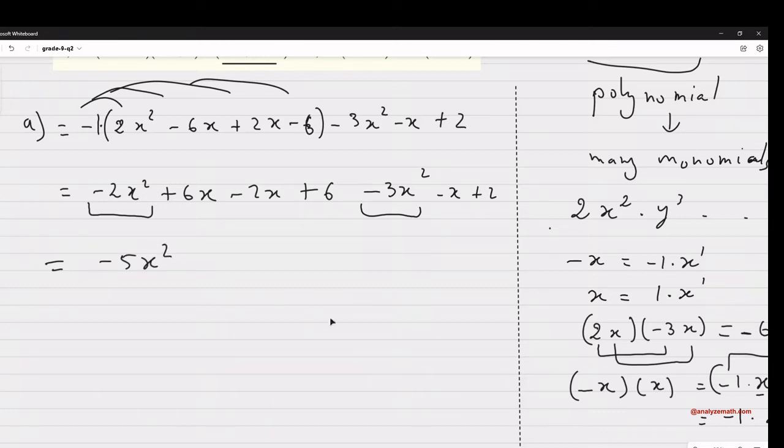And then I have the terms with 6x, negative 2x, negative x. Again, I just add the coefficients: 6, minus 2, 4. Remember, there is a 1 here, minus 1, 3. So plus 3x. And then we are left now with the last terms, which are the constants, 6 plus 2. That gives me 8.